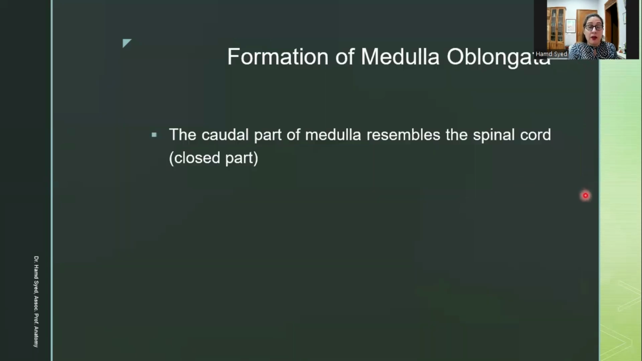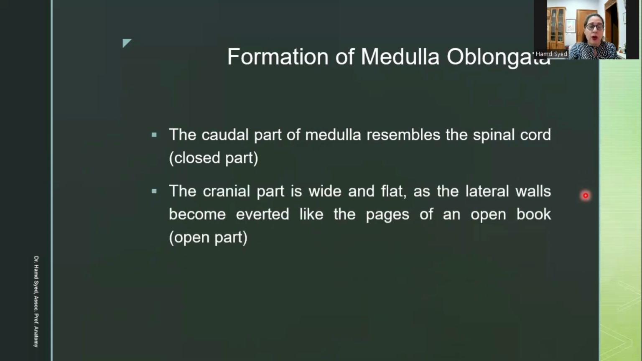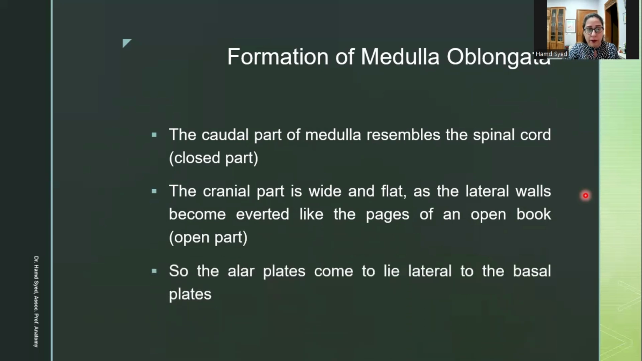Now, keep in mind that the lower part, that is the caudal part of the medulla oblongata, resembles the spinal cord, and this is the closed part of the medulla oblongata. Whereas the upper or cranial part of the medulla oblongata is wide and flat because the lateral walls become everted. Everted means they become opened up like the pages of an open book. So this would be the appearance of the upper part of the medulla oblongata, which is its open part.